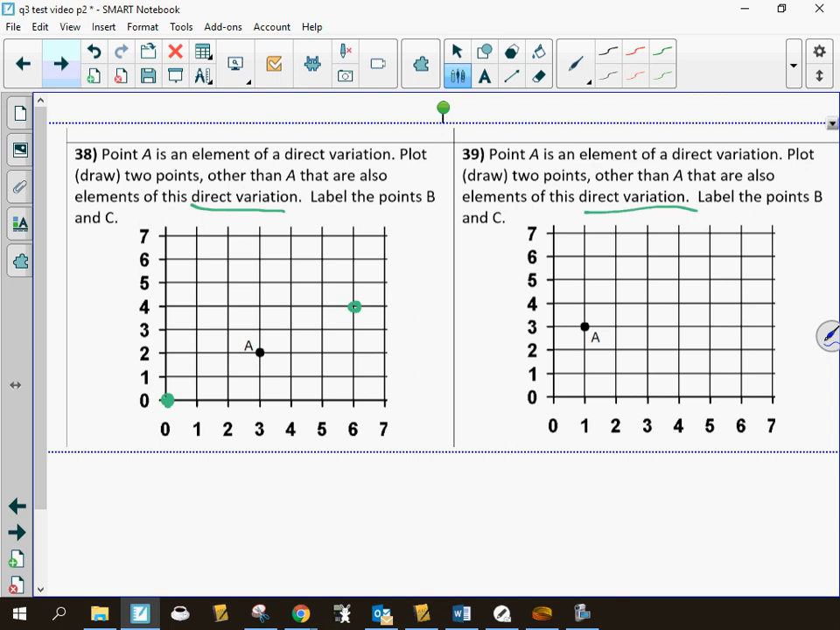Over here, it's the same thing. Here, we know we go through the origin, and here we rise 3 and run 1. And so we can rise 1, 2, 3 and run 1. And there's our other point. The key here is that it's a straight line through the origin.